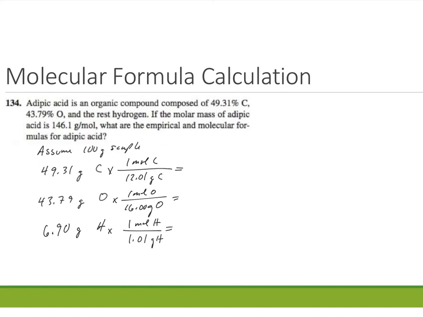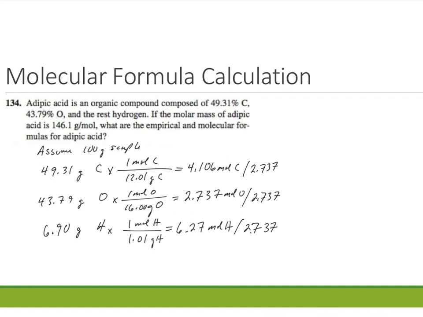And that's going to give me 4.106 moles of carbon, 2.737 moles of oxygen, and 6.27 moles of hydrogen. Dividing all of these by the smallest number of moles, 2.737, yields 1.5, 1, and 2.5. Notice I did go through and correct a math error. Instead of 6.27 moles, it should have been 6.83.